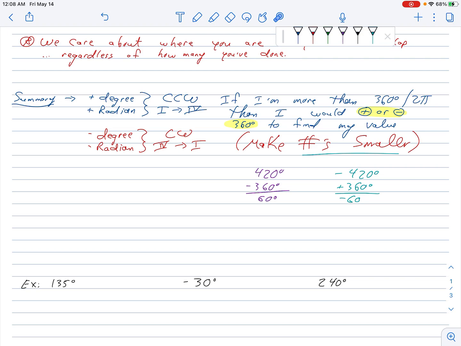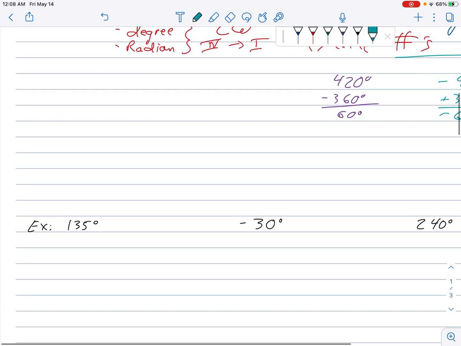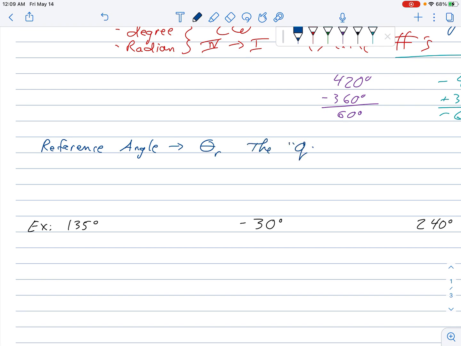So now if we look here. Oh, I already had that. My apologies. Okay, so now we're looking here. We want to next talk about what a reference angle is. A reference angle, which I call theta r, is the quickest route that gets us to the x-axis. The quickest route that gets us back to the x-axis.